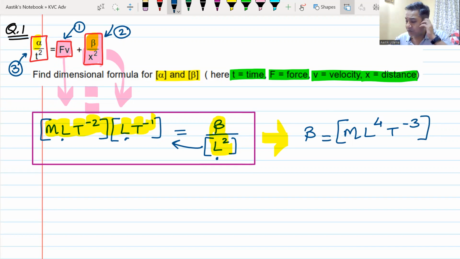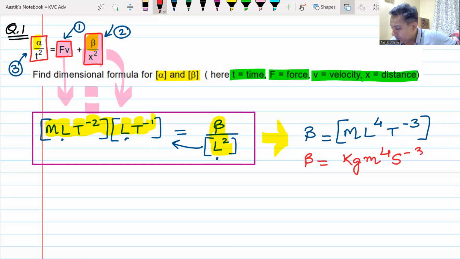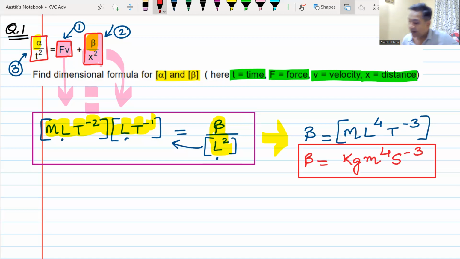You can also find the unit from here. The unit of beta: mass is kg, length is meter, meter raised to the power 4, time is second in SI unit, second raised to the power of minus 3. That becomes the unit of beta. Once you get the dimension, you can easily get the unit. So we can solve for only one, and we can get the answer.